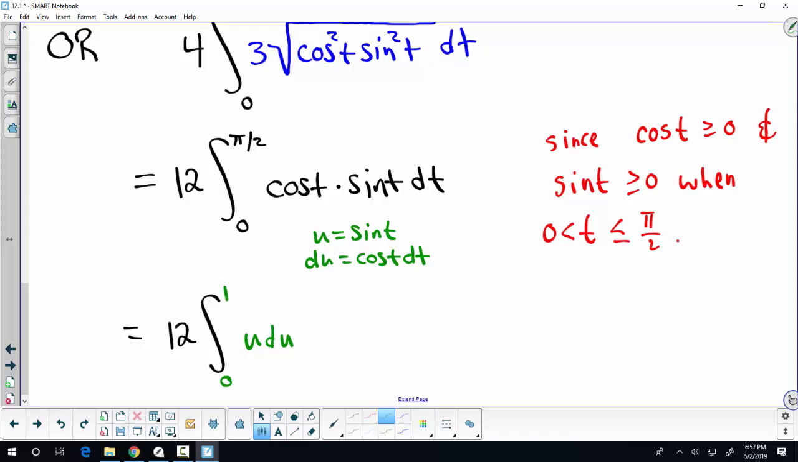Pretty straightforward integral there. So we've got u squared over 2, 12 times u squared over 2, which is 6u squared, from 0 to 1 gives us 6. So the length of that curve is 6.